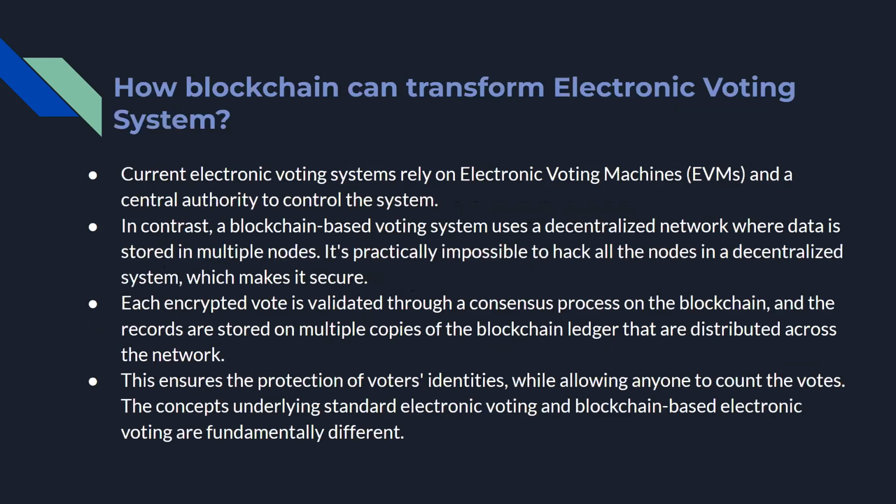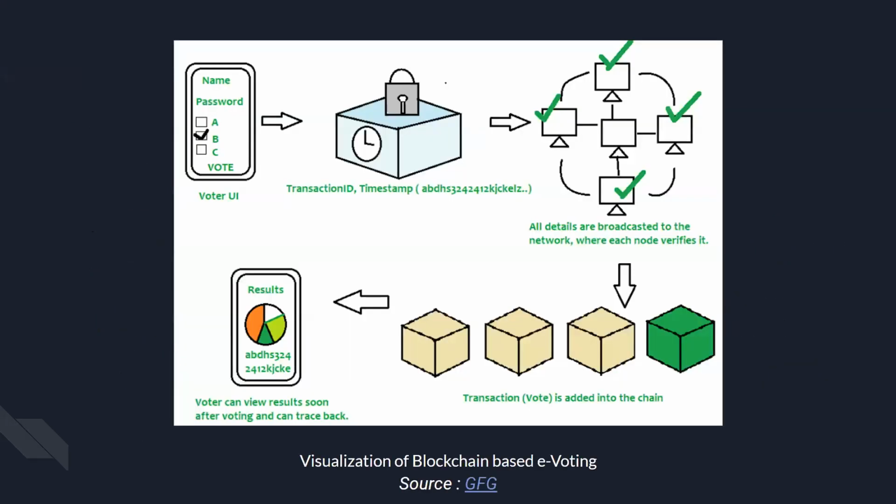However, before I come to some drawbacks of the system, I would like to share this beautiful demonstration of what is actually being done in this blockchain based system. The source of this picture is Geeks for Geeks. So first, when a voter casts their vote, which can be done from anywhere, they just need valid credentials.